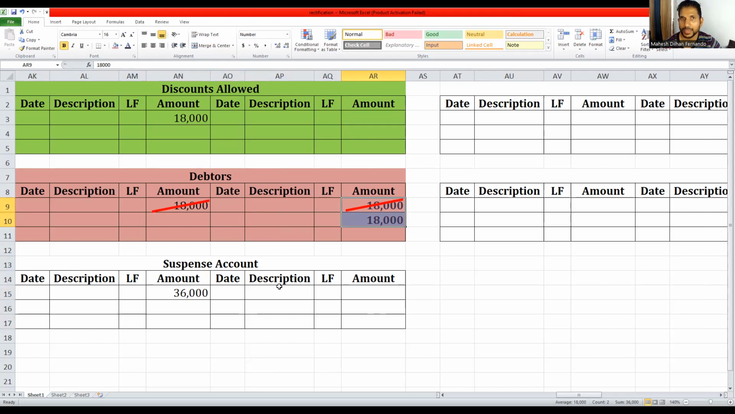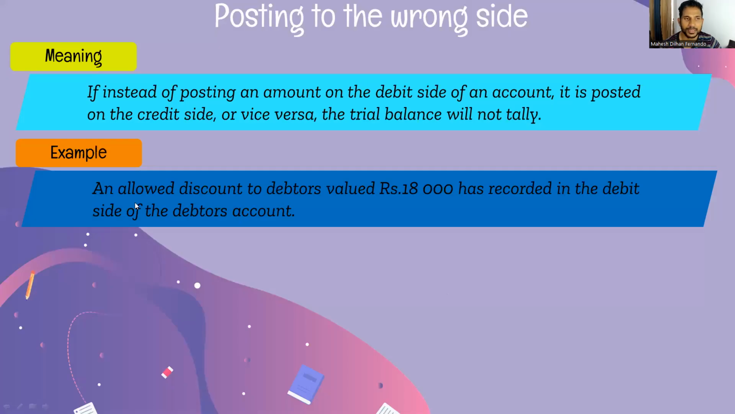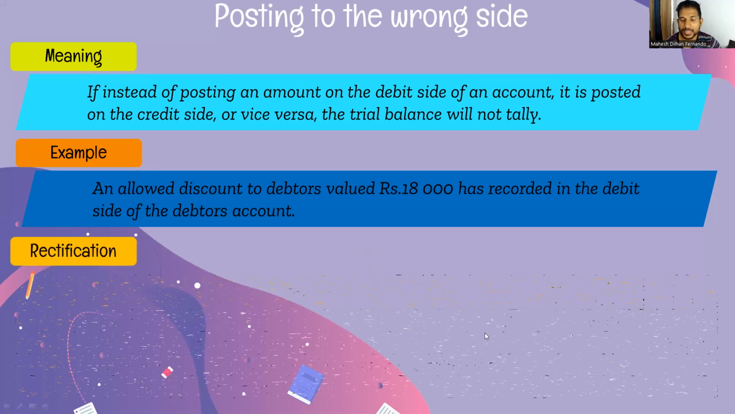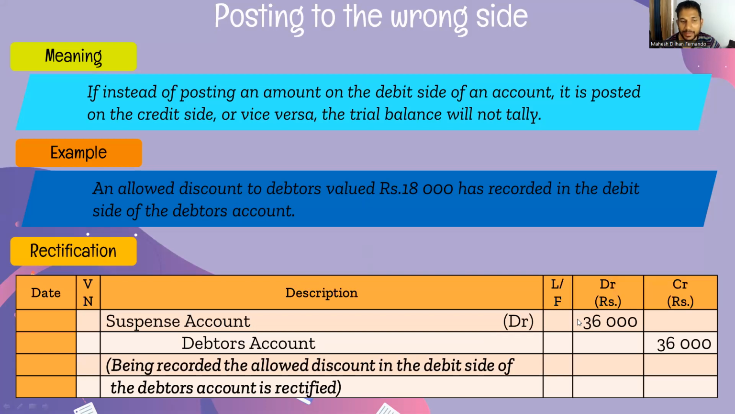Okay, let's move to the presentation now. Look at this carefully. Everyone will understand. The example is the error of an allowed discount to debtors value 18,000 as recorded in the debit side of the debtors account. So this is how it is rectified. Suspense account debit 36,000. Debtors account credit 36,000. Write it down.